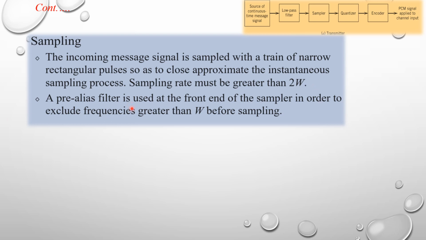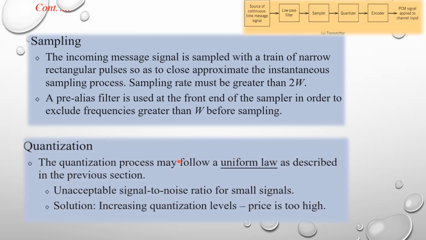The pre-aliasing filter is used at the front end of the sampler in order to exclude frequencies greater than omega before sampling. The main function of the sampler is to convert the continuous signal into samples. The output of the sampler is applied to the quantizer. The main function of the quantizer is to convert the samples into digital signals.